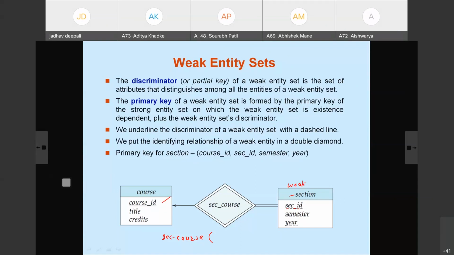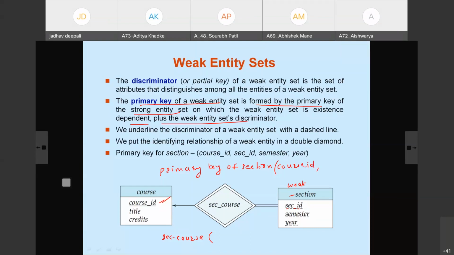So again I am repeating how to identify the primary key of a weak entity set. It is a union of the primary key of the strong entity set on which the weak entity set depends, and the discriminators of that weak entity set. So what is the primary key of section? The primary key of section is the combination or union of the primary key of the strong entity set on which it depends, so it is course ID, and the discriminators of the weak entity.